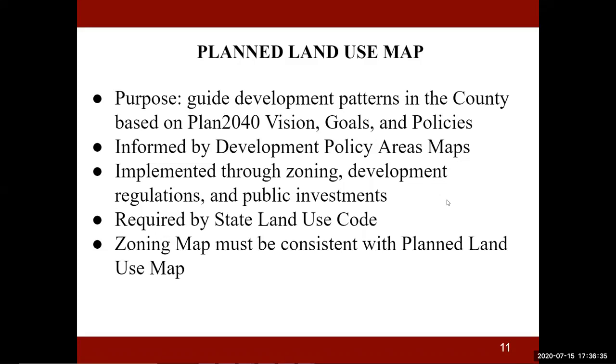As a reminder, the land use map does set the stage for zoning. So when the land use map is adopted by Plan 2040, it's implemented through several tools, including zoning. The zoning map ultimately has to be consistent with the land use map, and that's done primarily through comprehensive zoning. Subdivision and development regulations will also help implement the land use plan, and the plan helps then guide public funding and investments as well. So next slide, please.